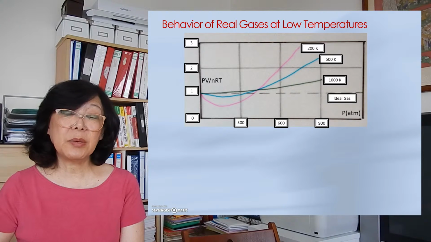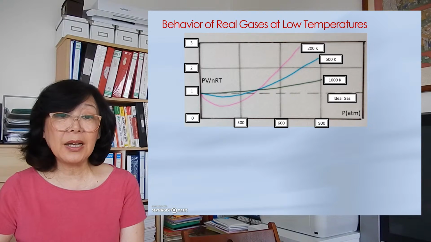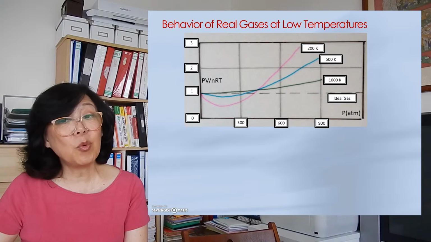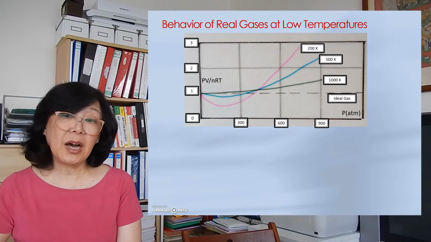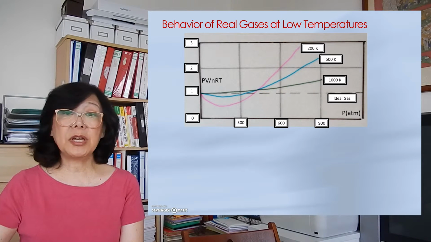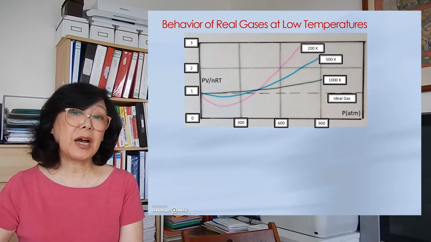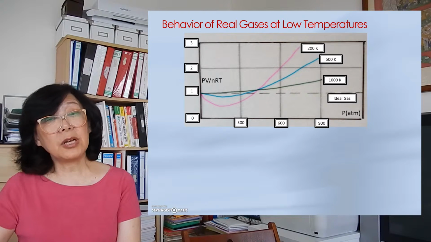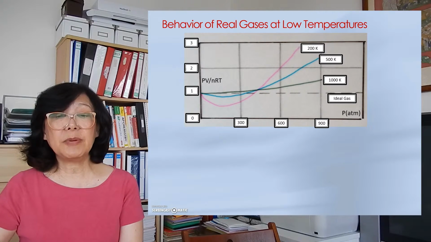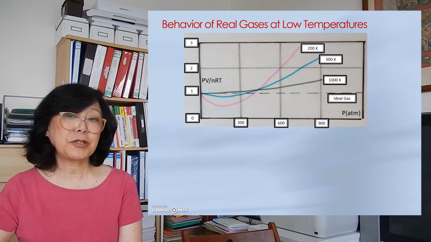The next diagram deals with real gas behavior at different temperatures. When the temperature is sufficiently high, you can see that PV over nRT conforms to the ratio of 1. But when temperature goes down to 200 Kelvin, you can see that there's a greater deviation for non-ideal behavior, because at low temperature, gas molecules slow down in their movement, and they begin to exhibit intermolecular force of attraction.